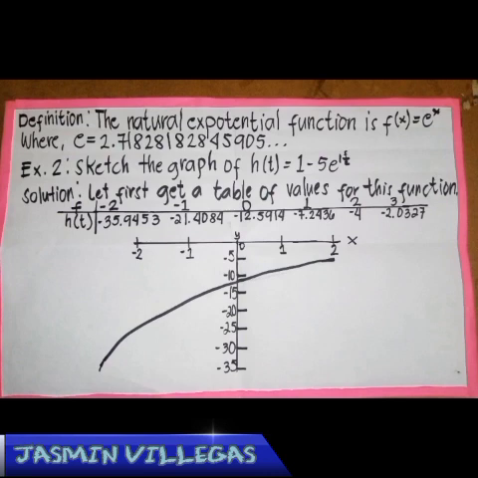Solution. Let's first get a table of values for this function. Our t values are negative 2, negative 1, 0, 1, 2, and 3. So our h of t values are negative 35.9453 and negative 21.4084, then negative 12.5914 and negative 7.2436, then negative 4, negative 2.037.